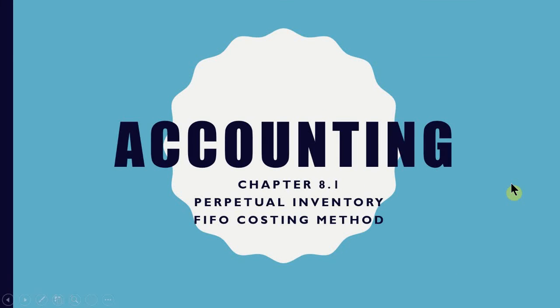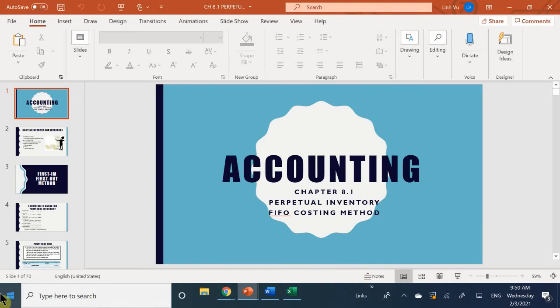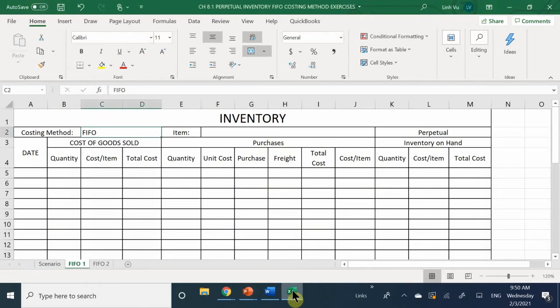Okay, welcome back. So now that we finished chapter 7, right? We dealt with the perpetual purchases, and we also dealt with perpetual sales. Now here is where it all comes together. Okay, so actually before I do this, I'm going to show you what the inventory worksheet actually looks like.